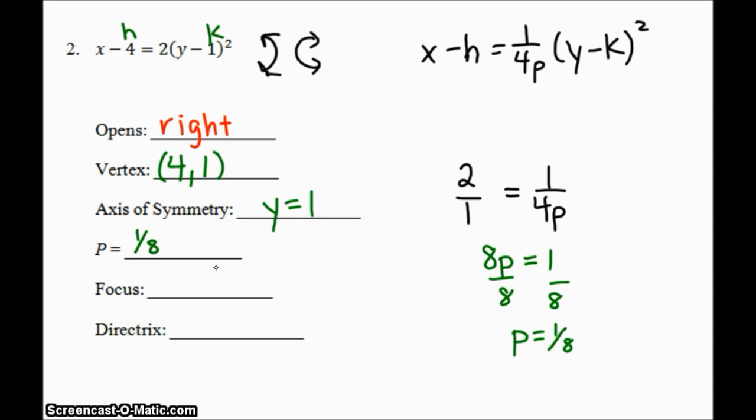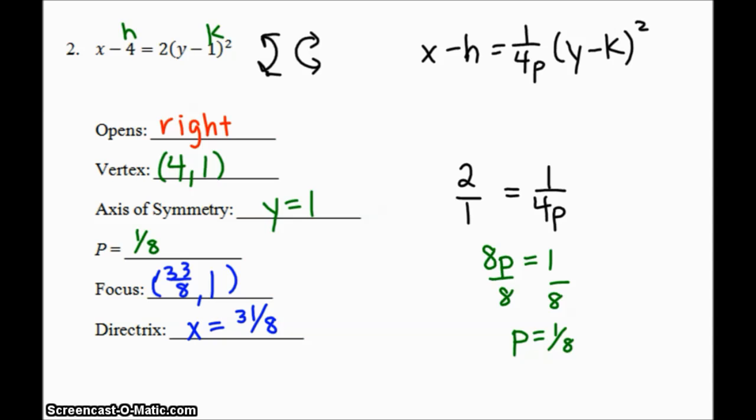Now, with the focus, remember, this time, because it opens left and right, the y value will stay the same while the x changes, the h value. So we're going to add 4 plus 1/8, and you get 33/8, comma 1. For the directrix, it's going to be x equals, but this time you take h and subtract 1/8, so you get 31/8.